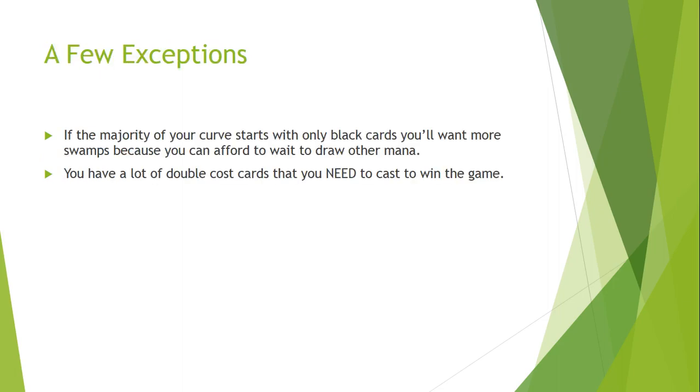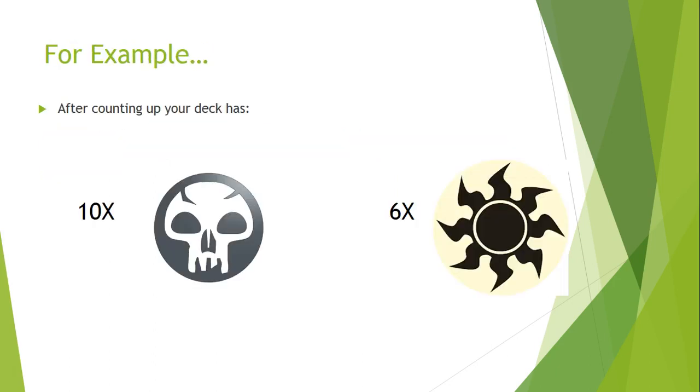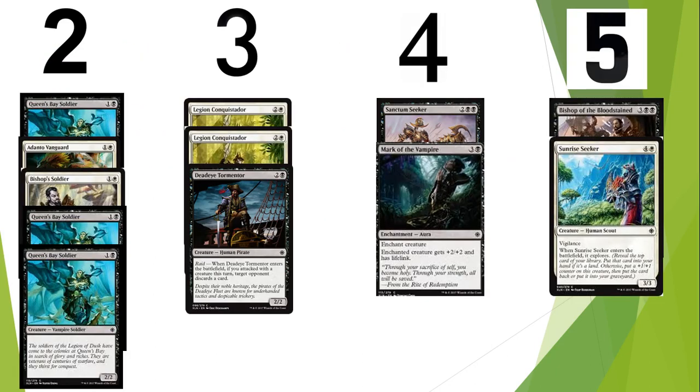If the majority of your curve starts with black cards, you're going to want swamps because you can afford to wait to draw the other mana. Now, what do I mean by that? Going back to our graphic really quick, I'm going to keep doing this a lot, I'm sure. Let's assume, for example, that this had about 10 cards in it, and 8 of them were black cards, and maybe all of your 4s and 5s were white. This is one of those times where you would still want predominantly black mana in your deck because you can afford to wait to draw a white mana on turn 4 or 5.